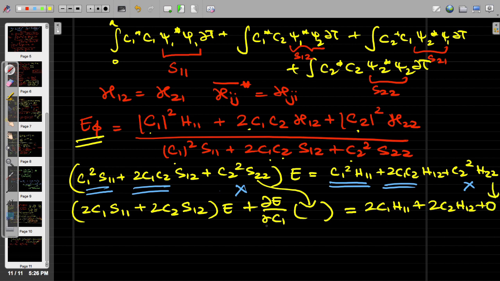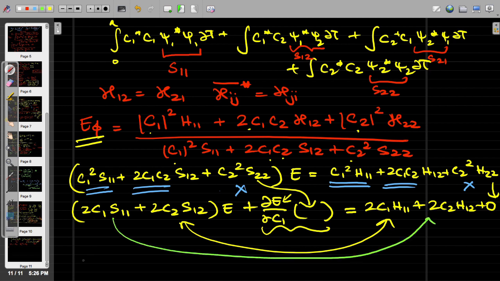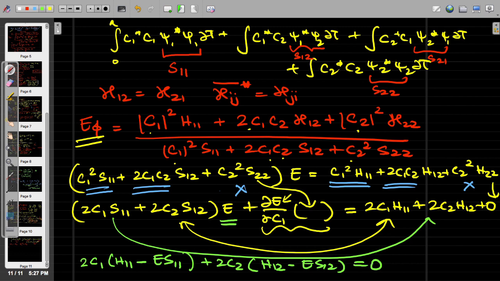And the only reason why we don't have to worry about this is that when you set this equal to 0, all that we need to compare will be these two terms. So let's try to compare. Let's pool all the C1 terms together. Let's say we end up moving this to the right hand side. You're going to have 2C1 times H11 minus E S11. Don't forget the E that is present. Plus 2C2 times H12 minus E S12 equal to 0. And this is interesting because you can actually immediately cancel these.